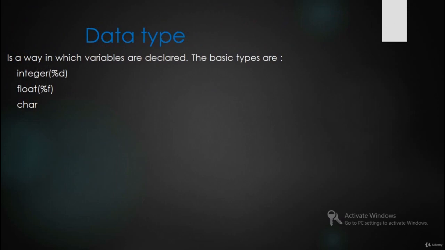Hi, in this topic we will be learning about data types. A data type is a way in which variables are declared, and data types are mainly used to allocate memory. Now when we declare variables of any valid data type, the computer allocates some fixed size of memory. The basic data types are integer, float, and char.